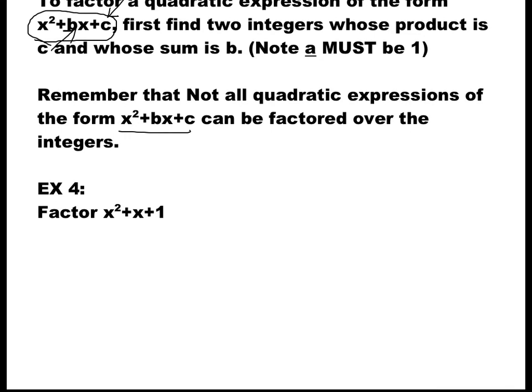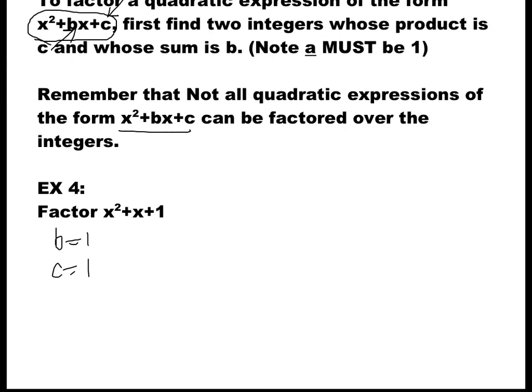For example, if we look at this quadratic x squared plus x plus 1, we can see that b is equal to 1, c is equal to 1. Now we have to find two numbers that multiply to 1 and add up to 1 too.